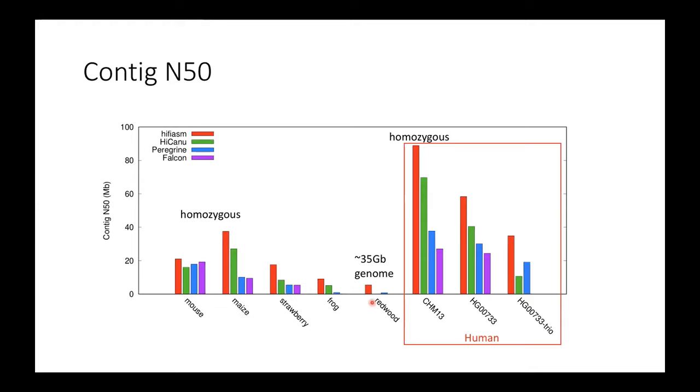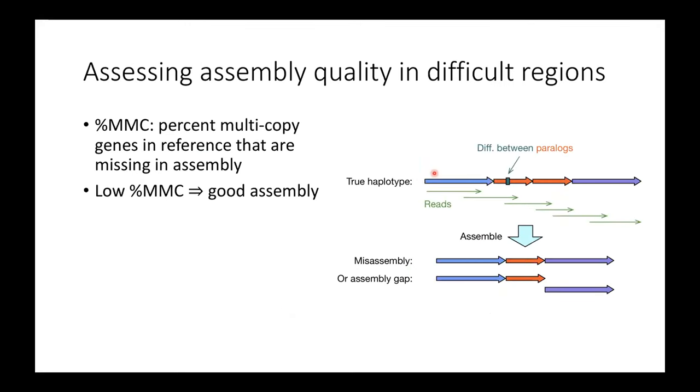And then this 35 gigabase genome. Although the contigs are relatively short, remember that this is much harder to assemble. And for human, the data is better and has higher coverage, and you can see we have a much better genome.